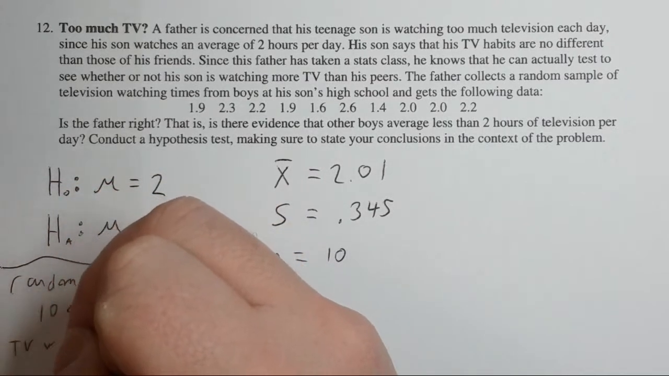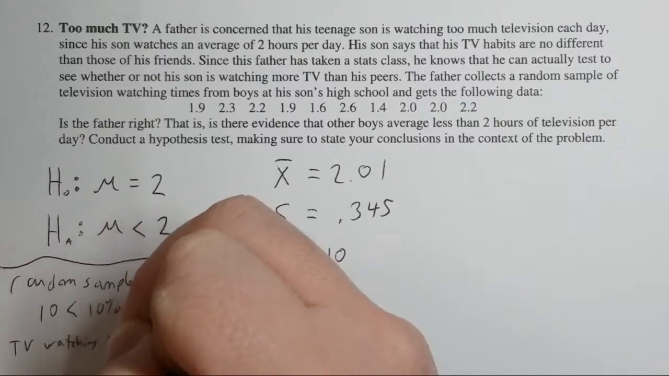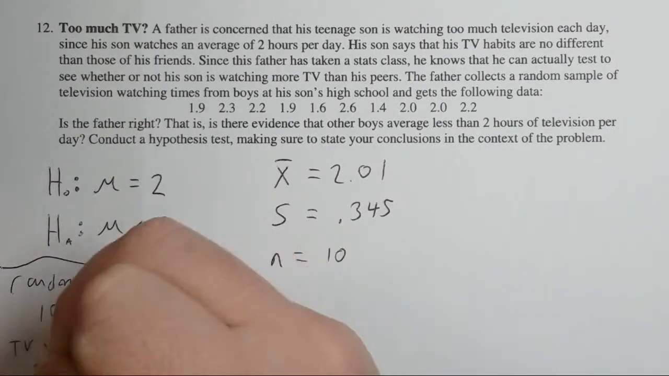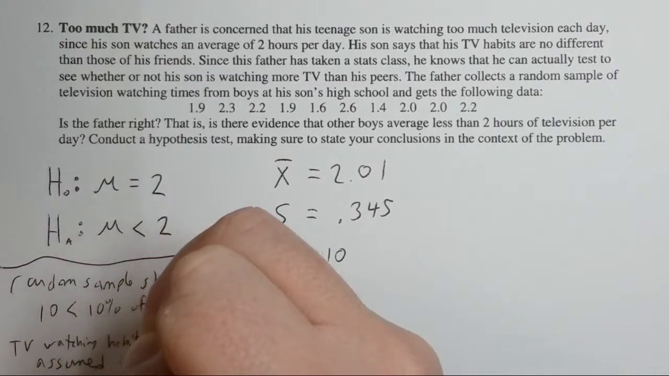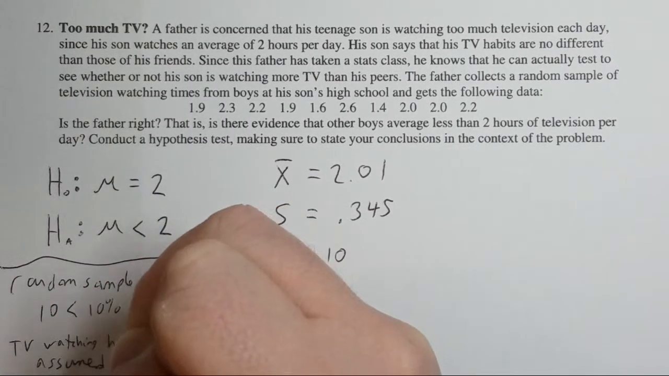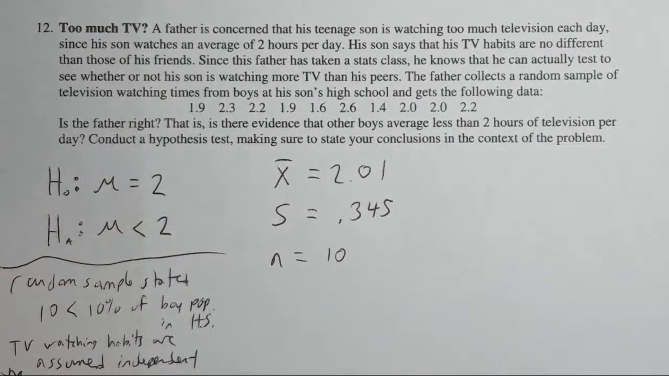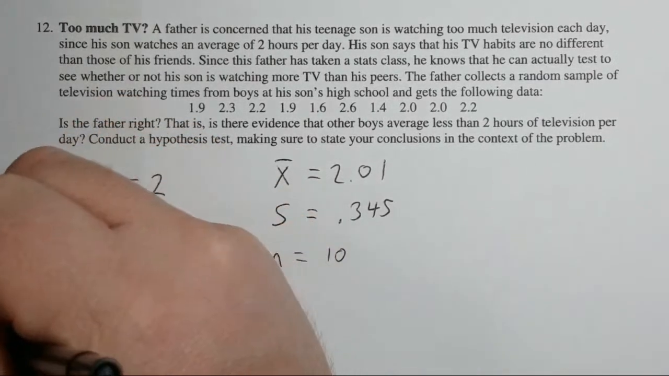You could say that TV watching habits are assumed independent. Clearly, if it's a random sample, one boy's TV watching habits aren't going to affect another boy's. If you're only picking two best friends, they might be watching the same amount of TV on average. But random sample, 10% of the population, independence.